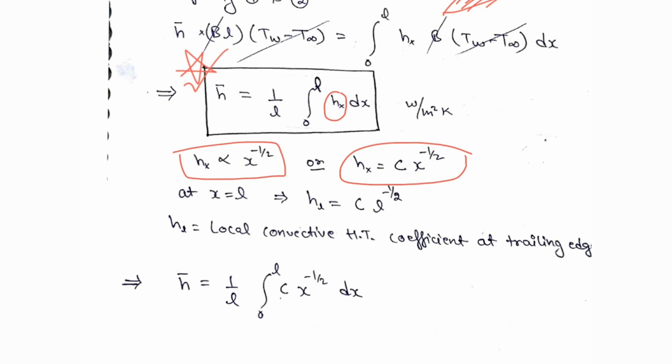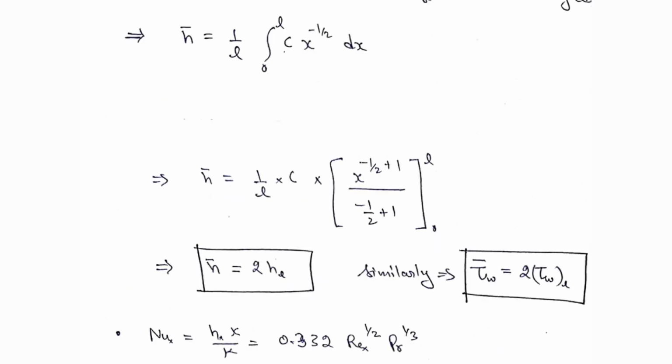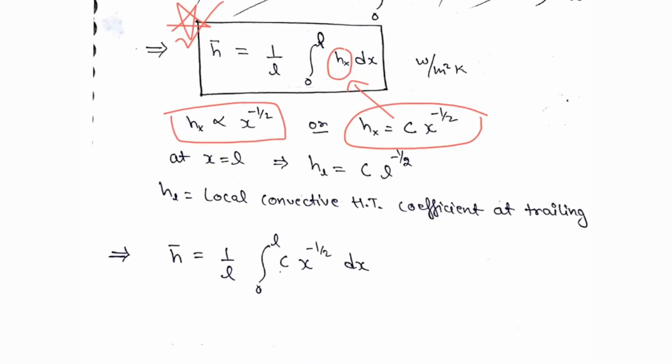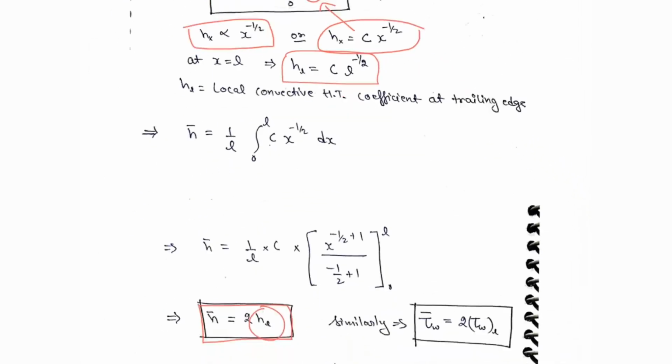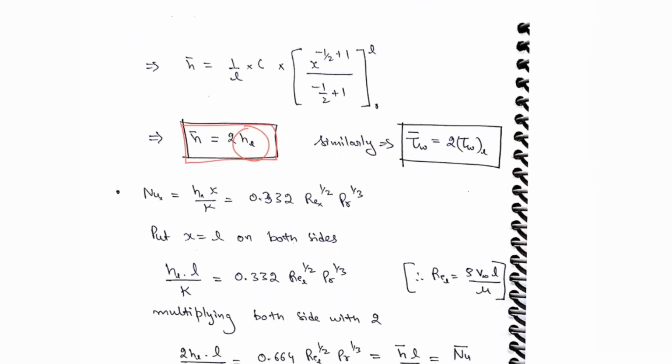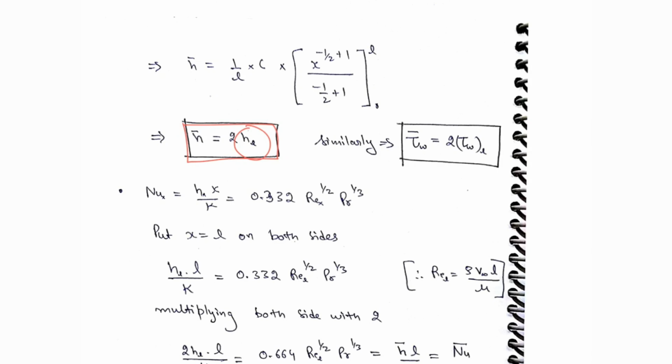Now substitute this value here, and after integrating you will get h bar is equal to 2 times hL. But what is hL? hL is the local heat transfer coefficient at a distance L, that is c times L power minus 1 by 2. Similarly, if you do this with wall shear stress in the case of the hydrodynamic boundary layer, you will find the average wall shear stress is equal to 2 times the wall shear stress at the trailing edge.